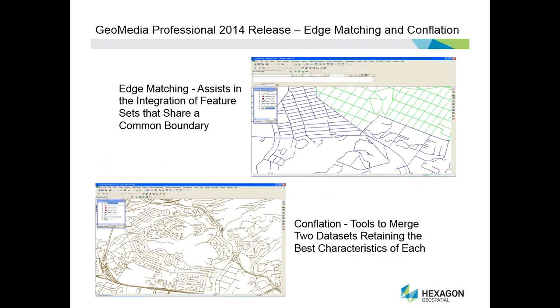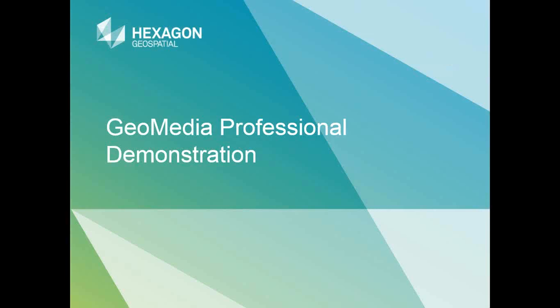Also, with the 2014 release, they've enhanced some of the geometry tools at the professional level. So we now have edge matching to assist in the integration of feature sets that share a common boundary, and conflation, which are tools to merge two data sets retaining the best characteristics of each. So, for example, one data set has good geometry, the other data set has good attribution, and you want to merge them together. Well, the conflation tools will do that for you. And again, all available at the professional level.